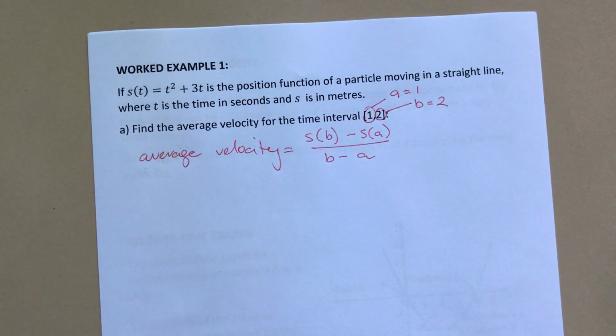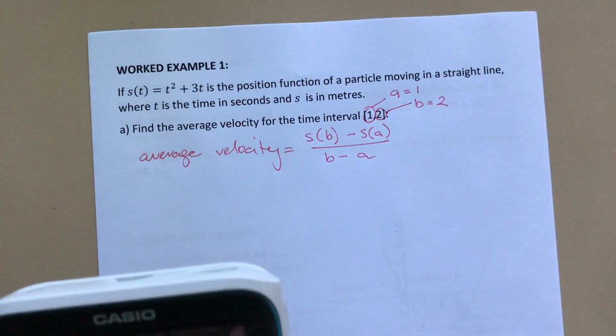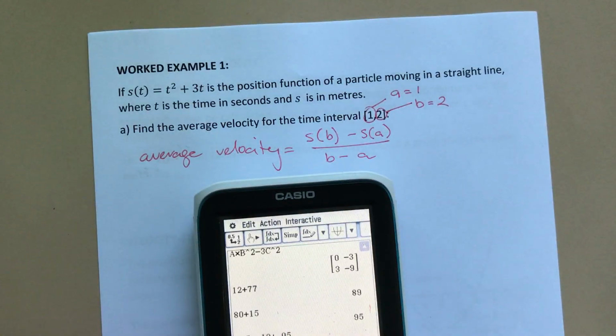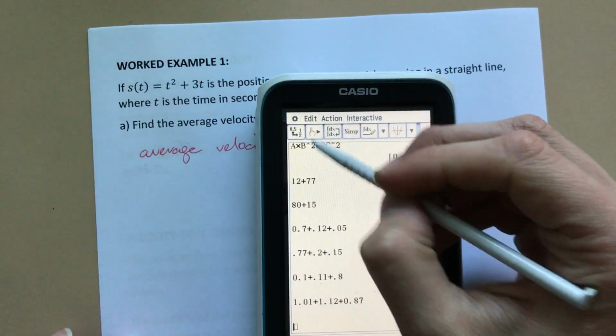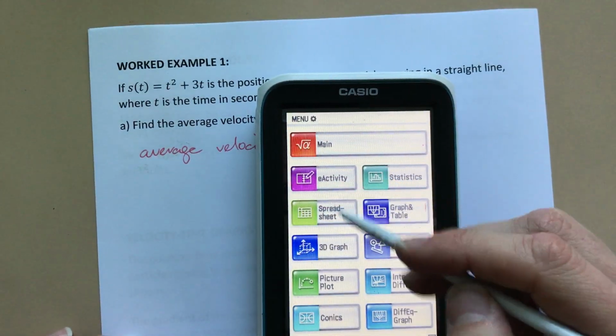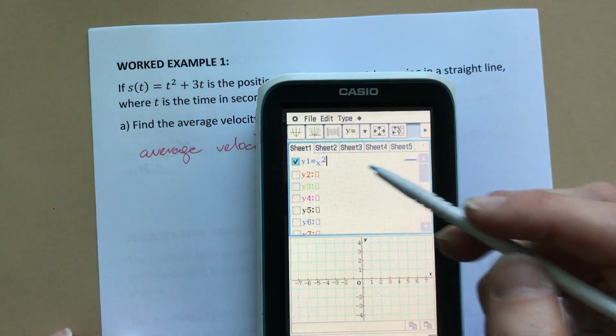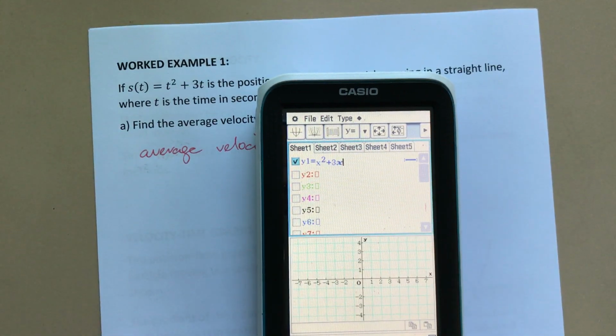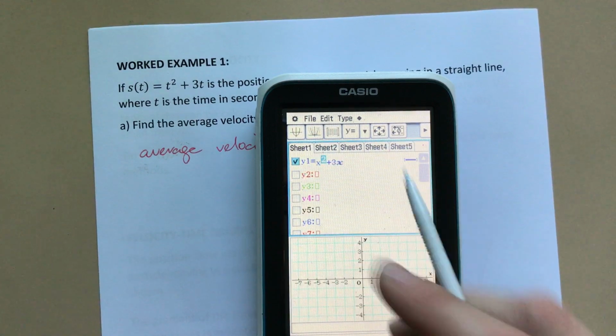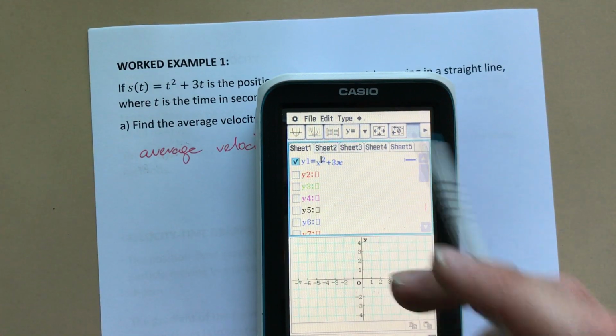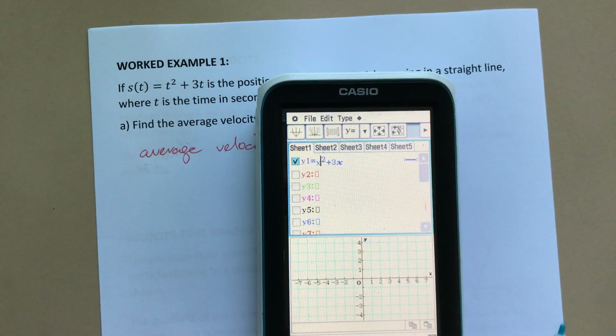Can we get CAS out just for a sec, please? We're going to have a look at sketching a graph of this just to demonstrate to us what's going on. So if you have your CAS out, look at putting that function, t squared plus 3t, into your CAS. So let's just put that.